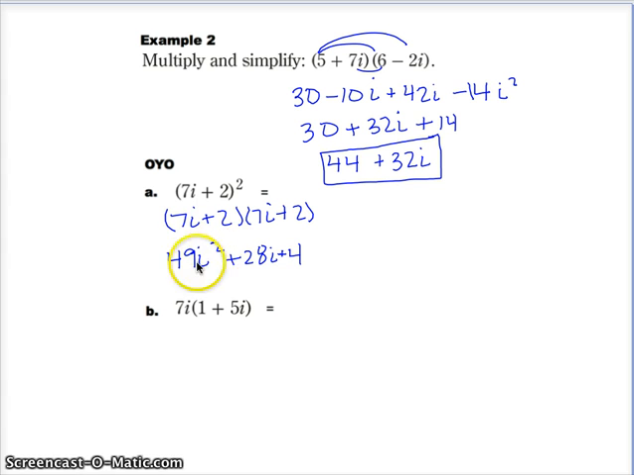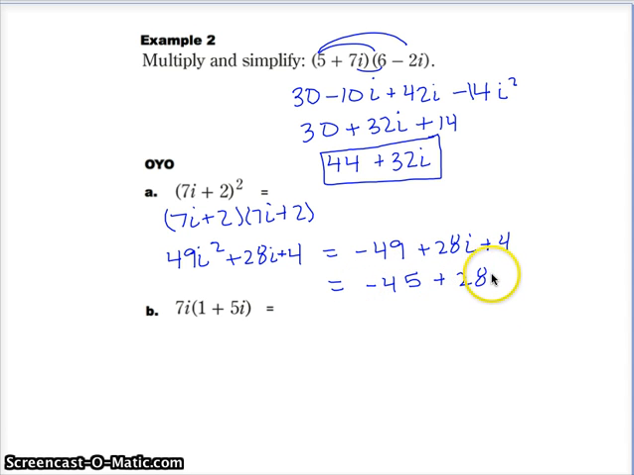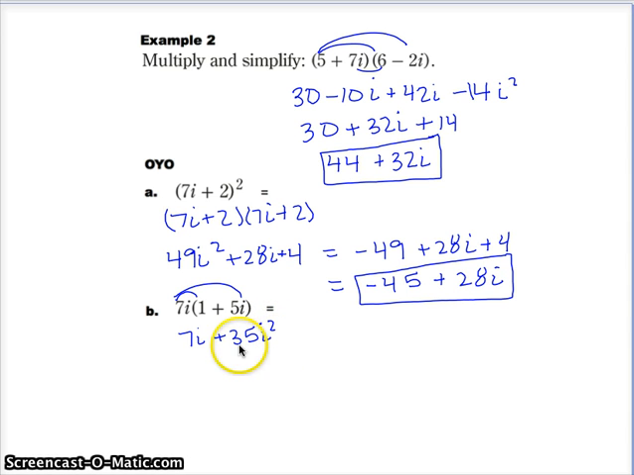All right, now it's time to simplify. i squared is negative 1, so this becomes negative 49 plus 28i plus 4. So my final answer is negative 45 plus 28i. The second one, I distribute 7i. Now it's time to simplify. 7i plus, and again, this i squared is negative 1, so plus negative 35. My final answer should be negative 35 plus 7i.